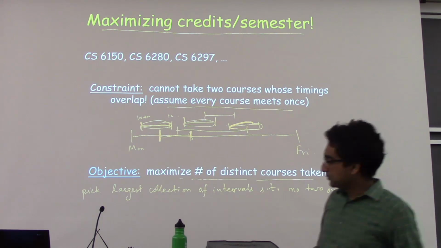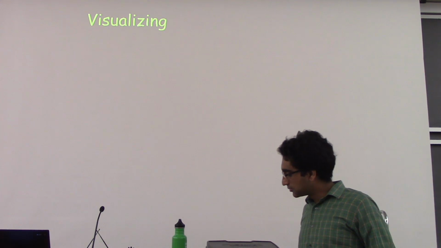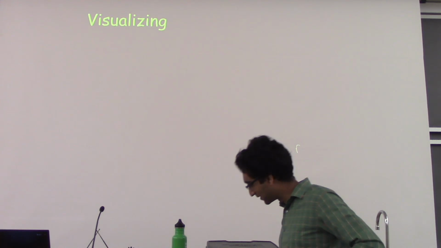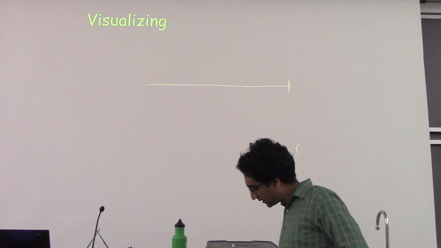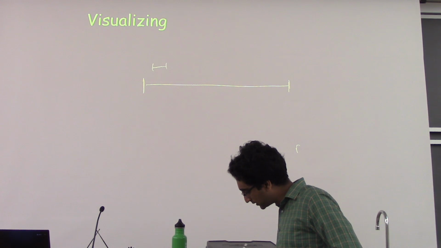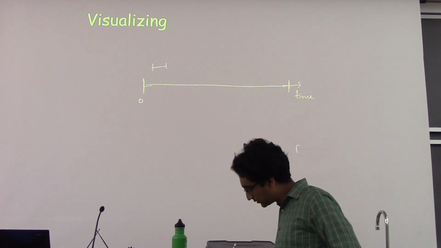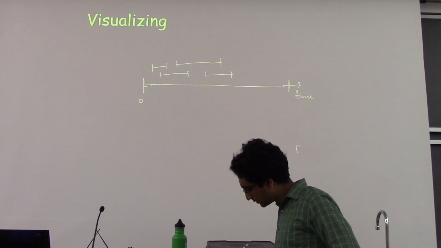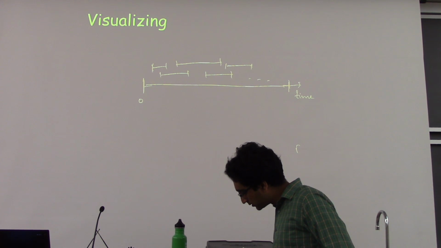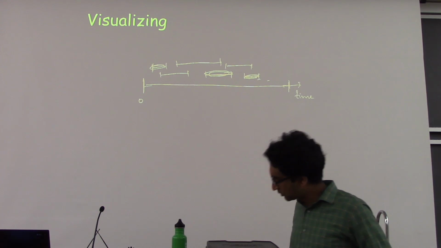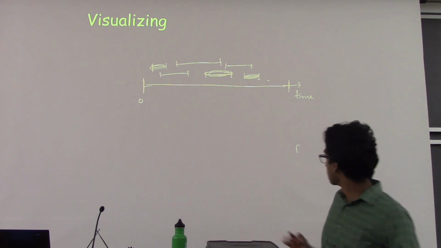So how would we do this? I made this slide just for drawing this picture, so let me draw this so that it's nicer. This is the overall time, so this is time 0. You have intervals that go like this, and so on. You want to pick some collection, maybe this guy, this guy, this guy, and this is what you want to do.